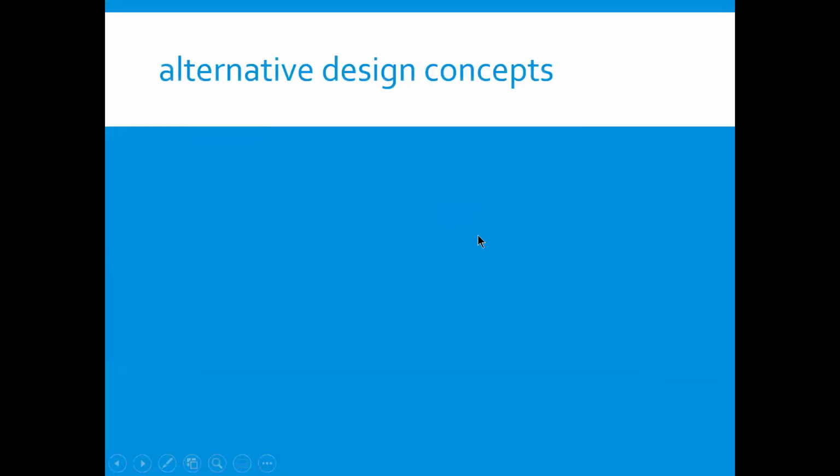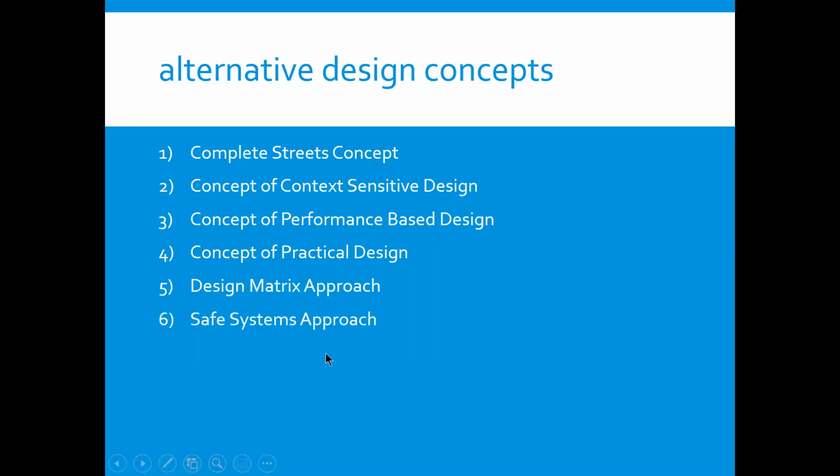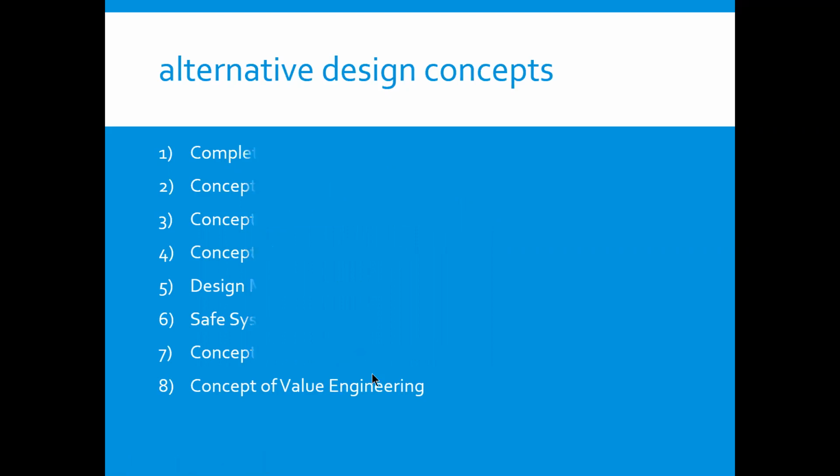One of the alternatives is a complete street concept. Another one, concept of context-sensitive design. The third one, concept of performance-based design. Fourth, concept of practical design. Fifth, design metrics approach. Sixth, safety systems approach. Seventh, concept of travel time reliability. And eighth, concept of value engineering.